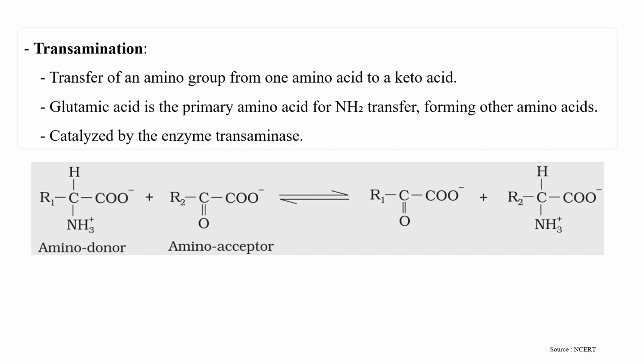Now, transamination. The transfer of an amino group from one amino acid to a keto group is known as transamination, in which glutamic acid is the primary amino acid. It is involved in the transfer of NH2, forming other amino acids. This reaction is catalyzed by the transaminase enzyme. Clear?